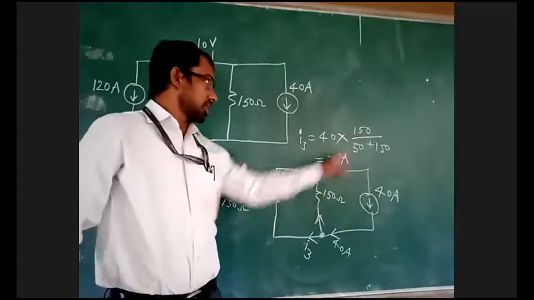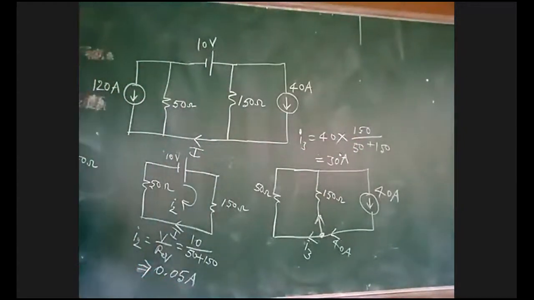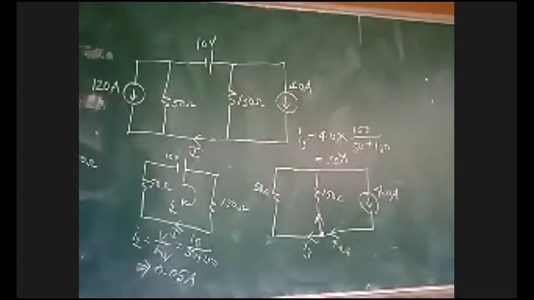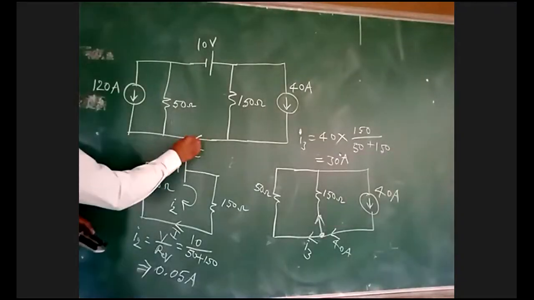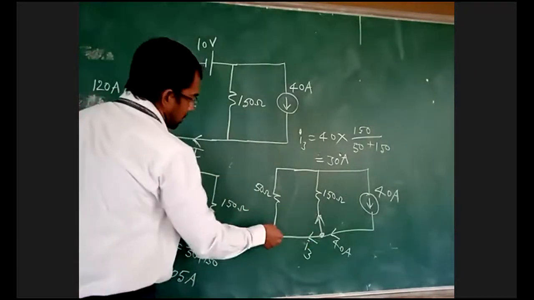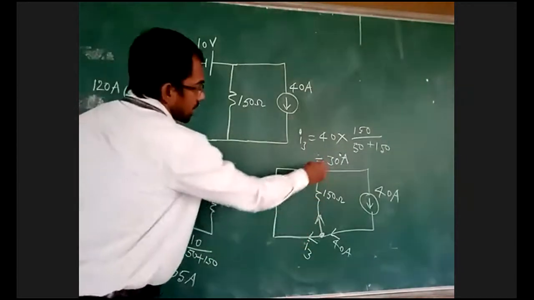The opposite branch for this is 150 by this one, 30 ampere. Plus or minus? Plus only, because this I direction is also in this direction. I3 is also in the same direction. Your I and I3 are in the same direction, so it is plus.